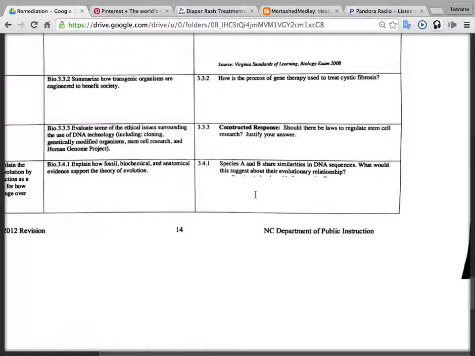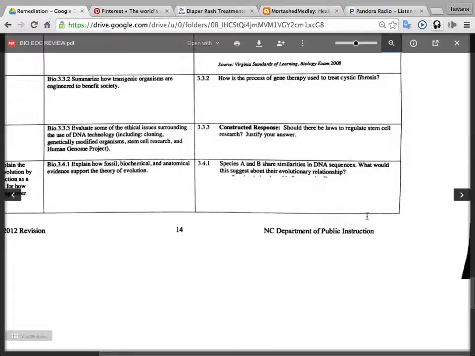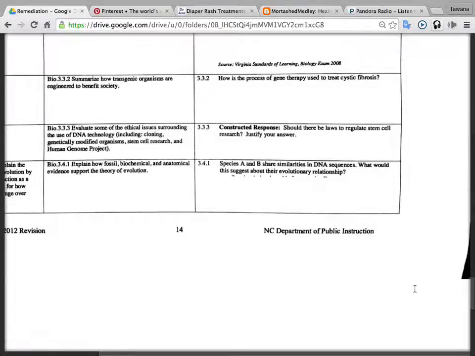All right, species A and B share similarities in DNA sequences. What would this suggest about their evolutionary relationship? They share a common ancestor. Very good. Good job, Deonasia. You're going to make me proud, girl.